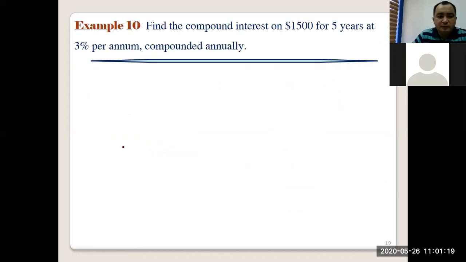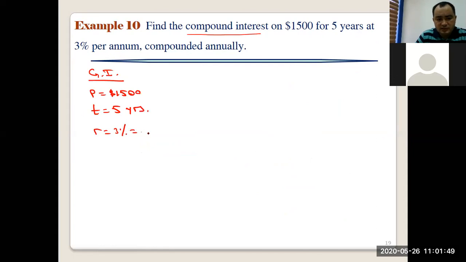One more example, then you'll have a break. Find the compound interest. Again, we need to find I on $1,500 for 5 years at 3% per annum, compounded annually. So here, what information is given? Principal is given, $1,500. And the time is 5 years, right? At rate 3%, which is 0.03. And the question is, we need to find the compound interest.